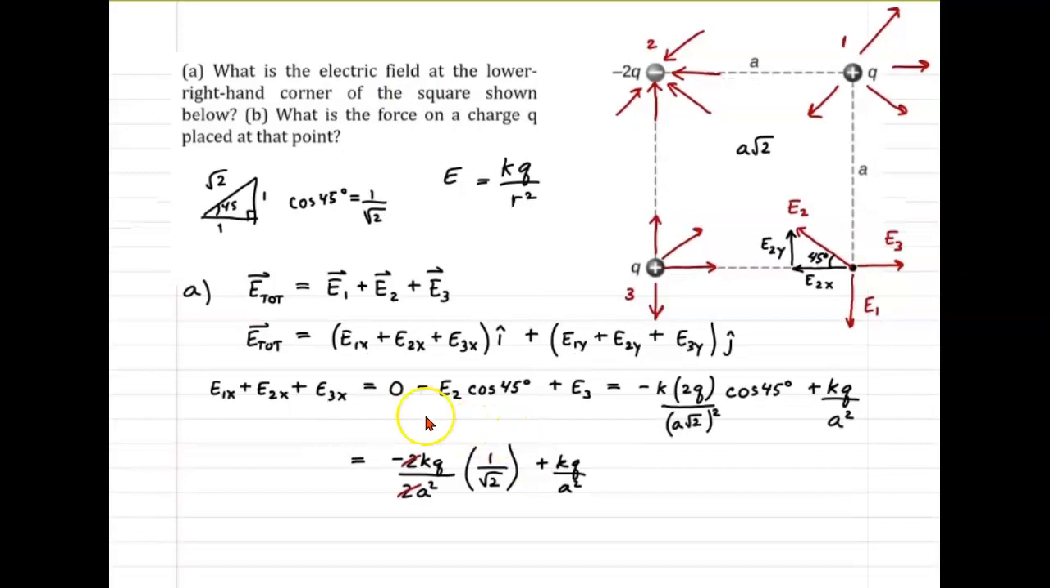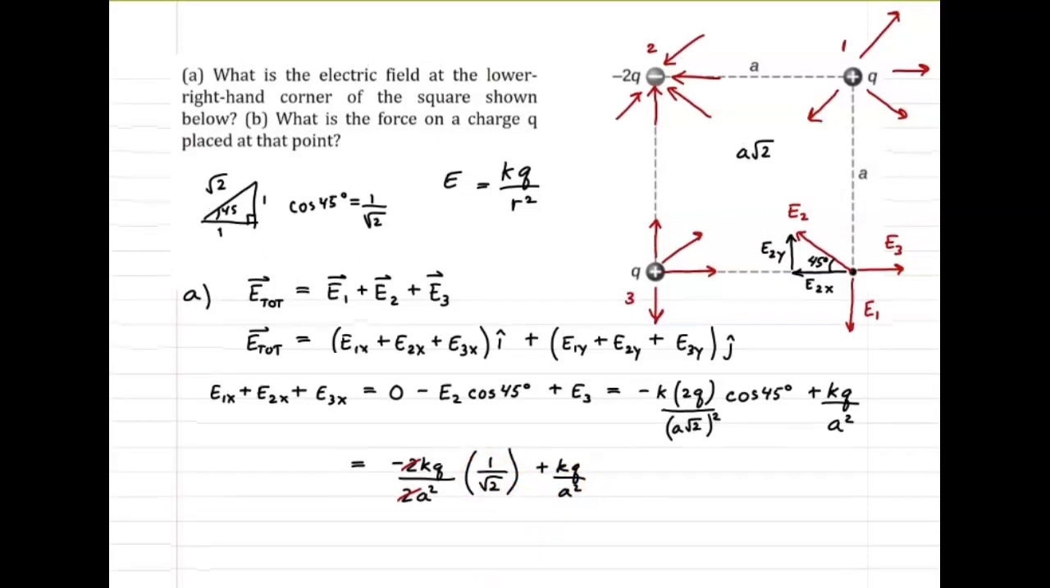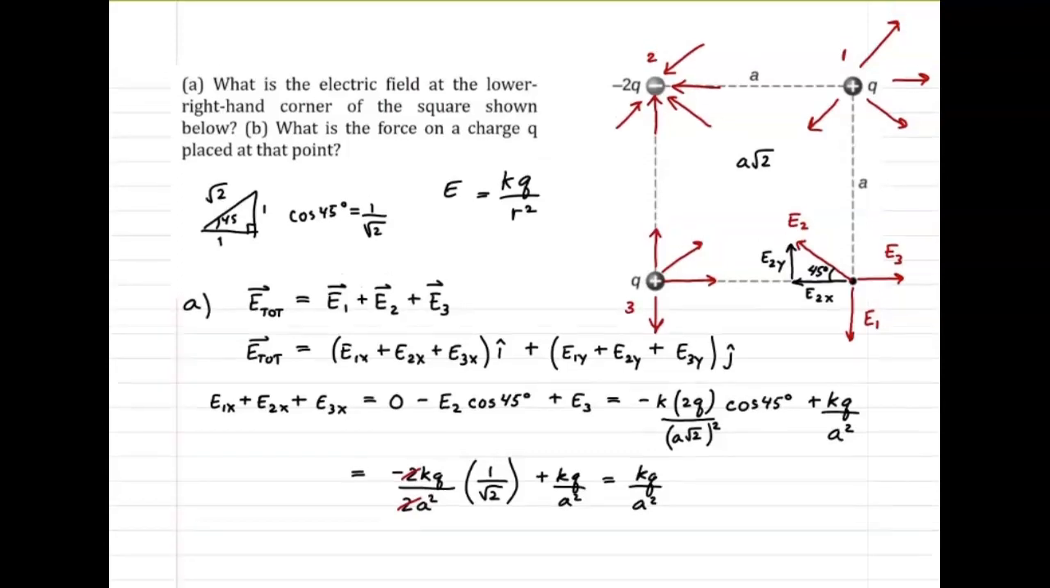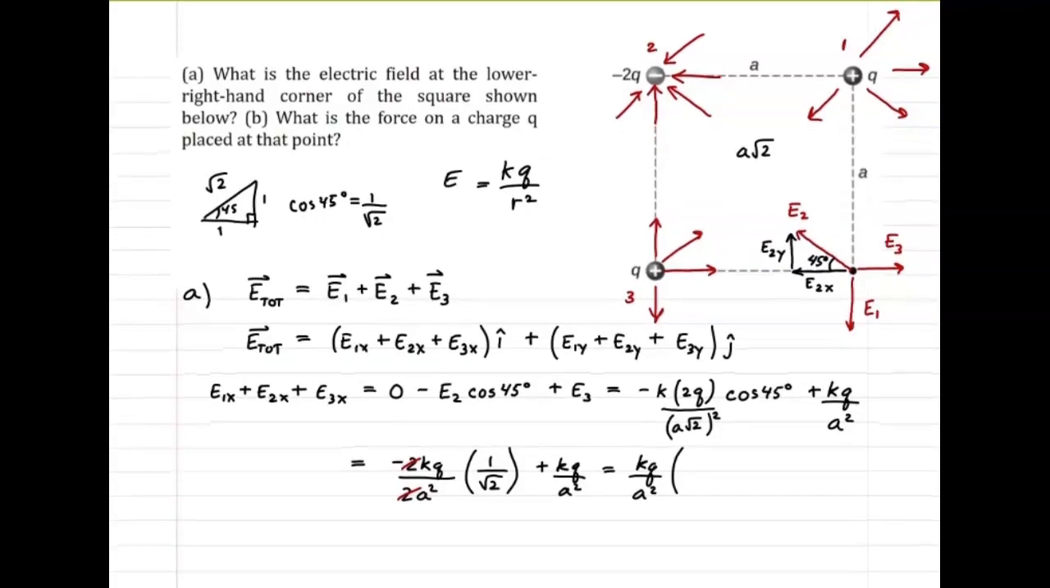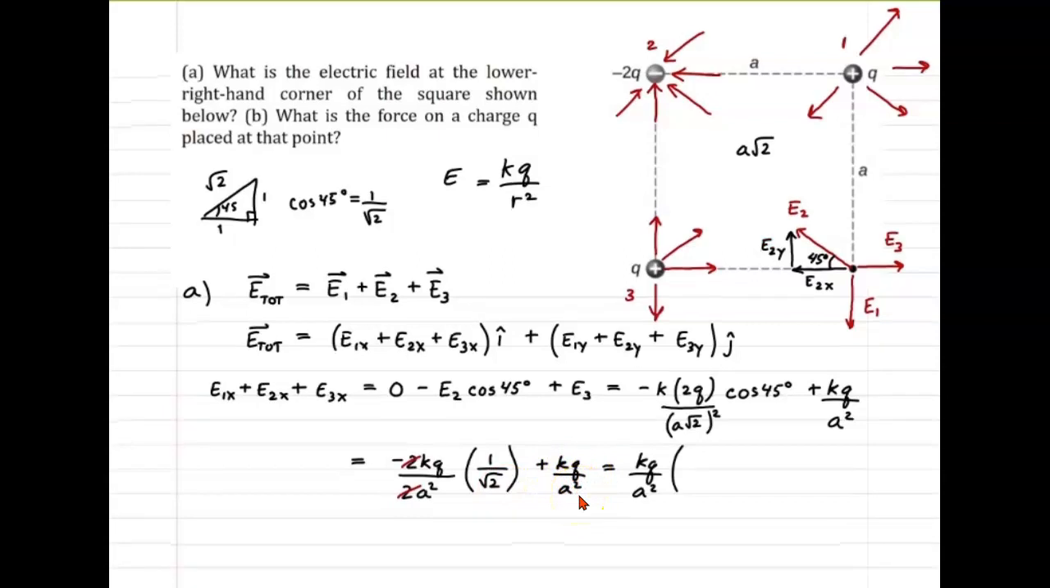Both terms have a kQ over a squared. So whenever you see that, you can factor it out to simplify. So if I pull kQ over a squared out, what's left is minus 1 over root 2, and then this would be 1 that's left on this side. I'm just going to make it neater, so 1 minus 1 over root 2. I switched places there just to make it look nicer. Okay, so that's the total x component due to the three charges. Now we want to work on the total y component, and it's going to be very similar.